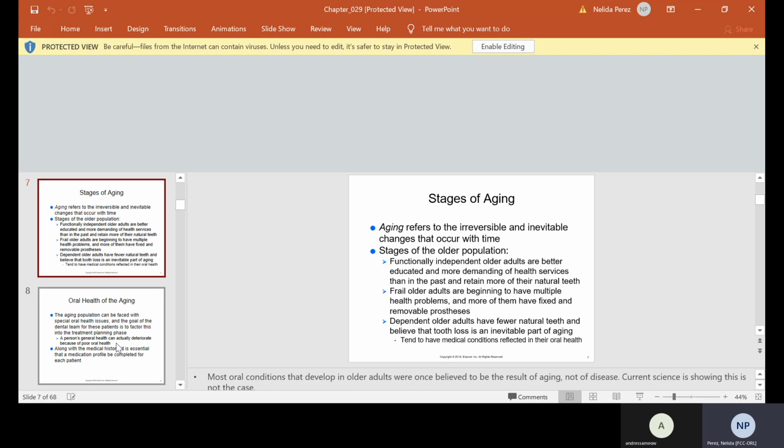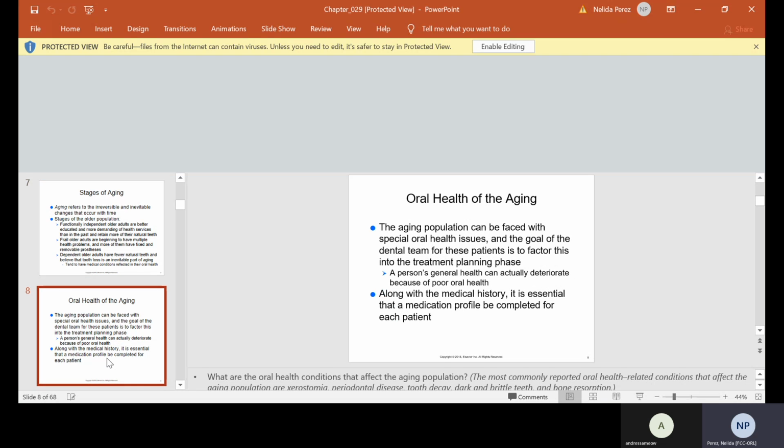Stages of the older population: functionally independent older adults are better educated and more demanding of health services than in the past and retain more of their natural teeth. Frail older adults are beginning to have multiple health problems, and more of them have fixed and removable prostheses, which is your partial dentures or your full upper and lower dentures. Dependent older adults have fewer natural teeth and believe that tooth loss is an inevitable part of aging. So they tend to have medical conditions reflected in their oral health.